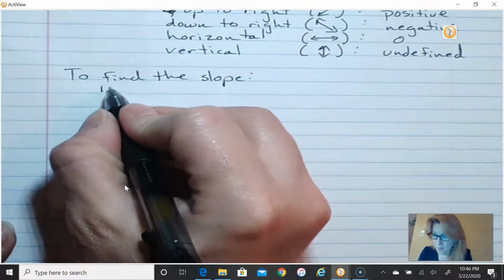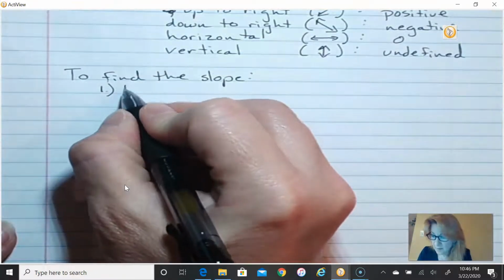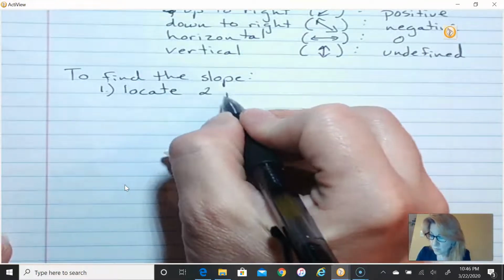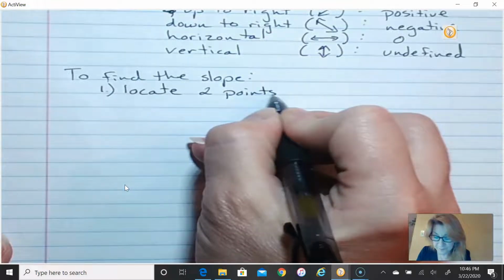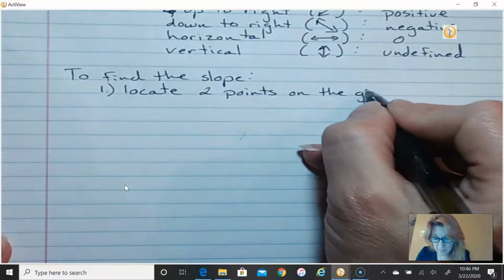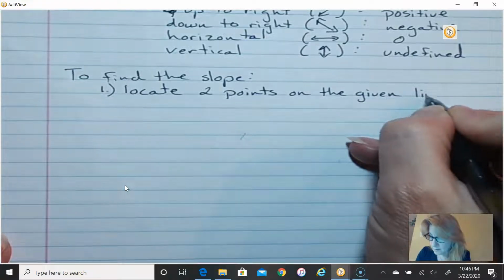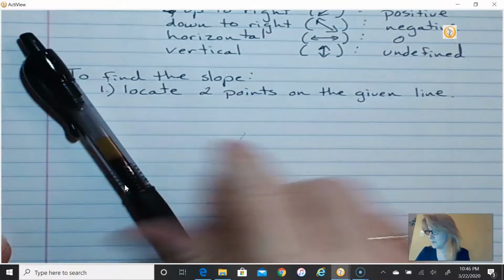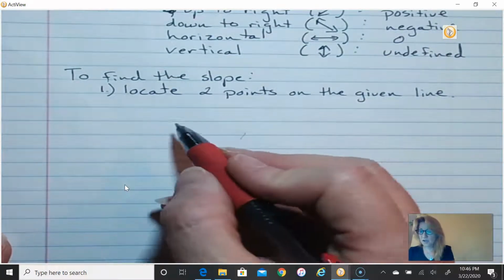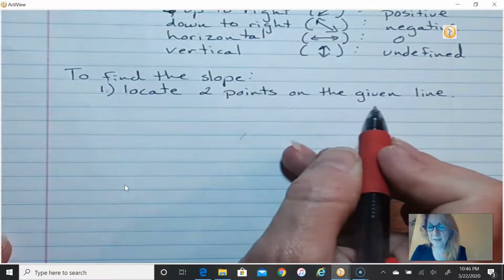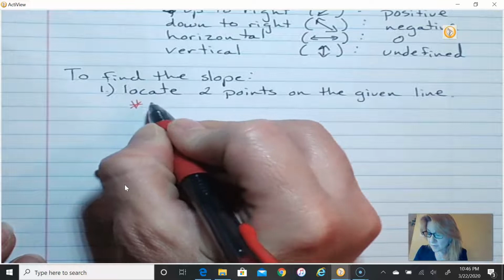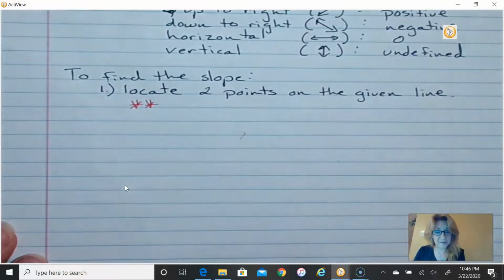All right, number 1. Locate 2 points on the given line. Now this is important. So this is to find the slope. Locate 2 points on the given line. That's the line of the graph. Now notice my stars. Ooh, and I have 2 stars. Hint, hint.